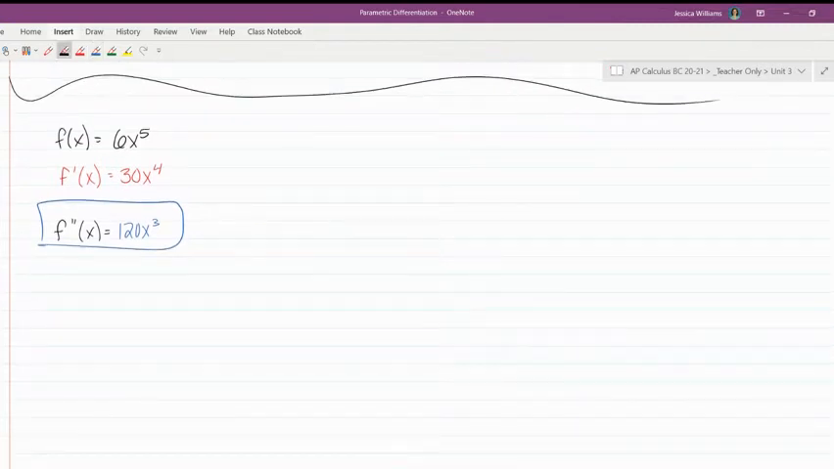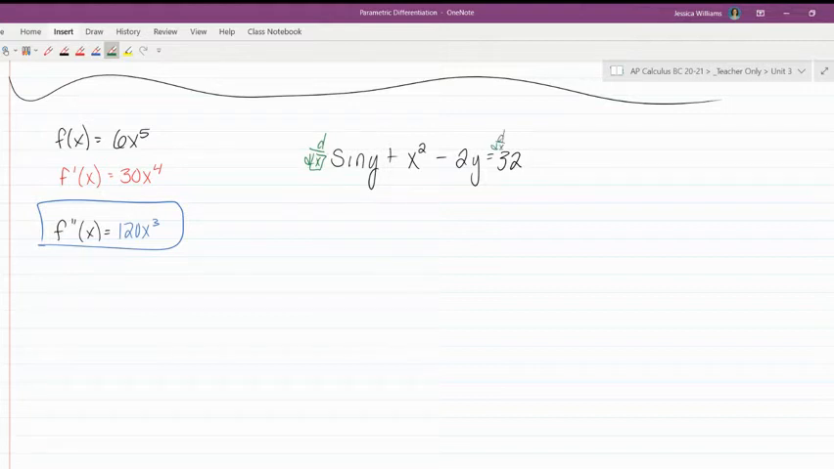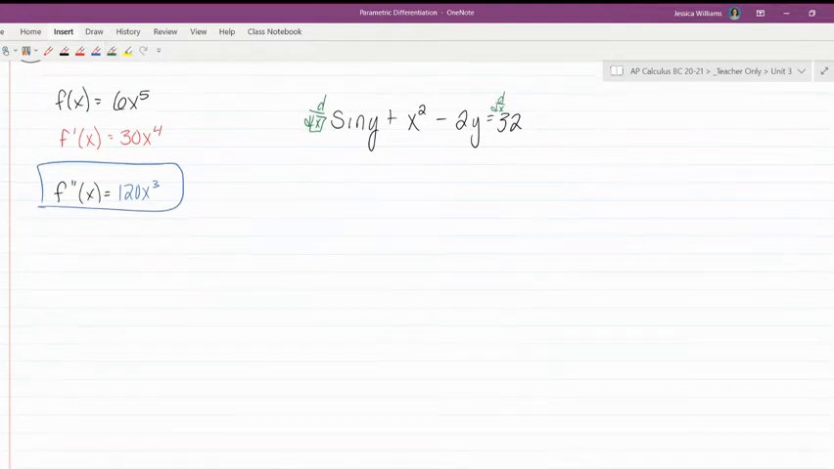Okay, and then let me remind you of implicit differentiation. So let me write something really quickly, like the sine of y plus x squared minus 2y equals 32. And we're going to differentiate both sides of this with respect to x. Why is it with respect to x? It just depends on the question. So that's about to change, and that's why I'm stalling here.